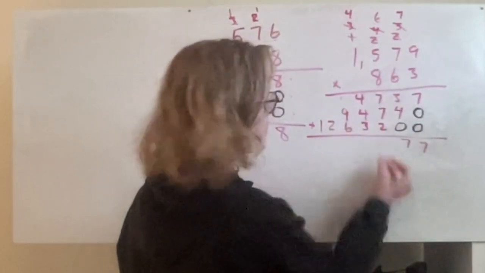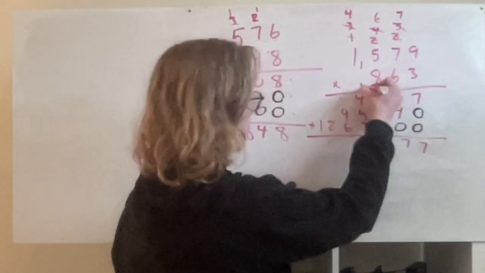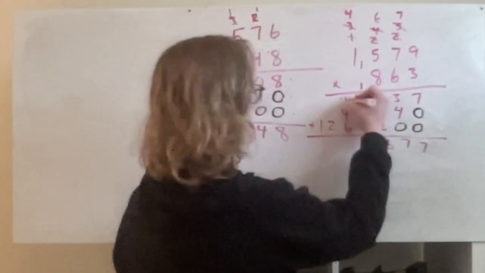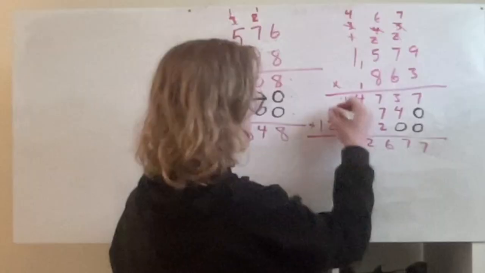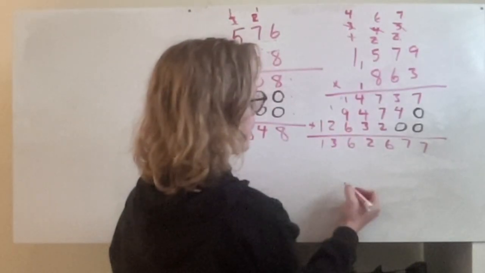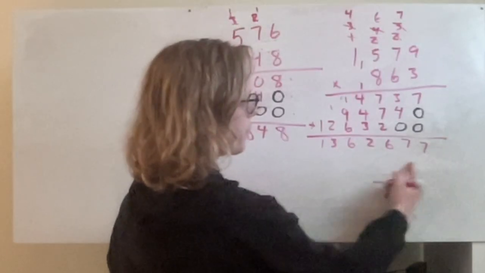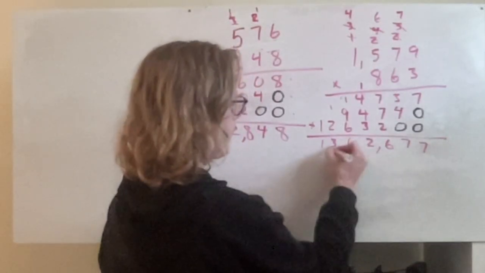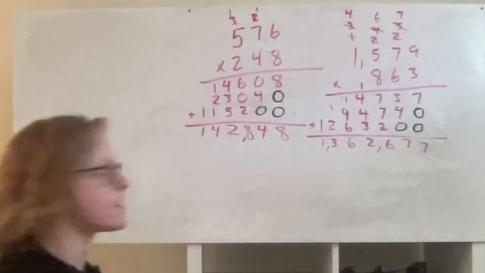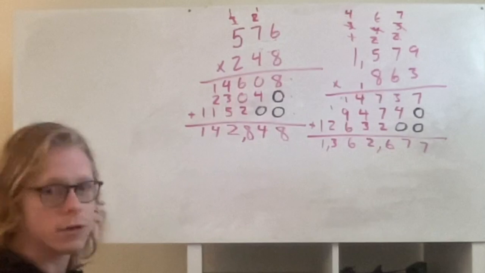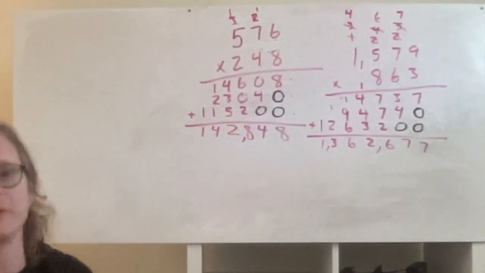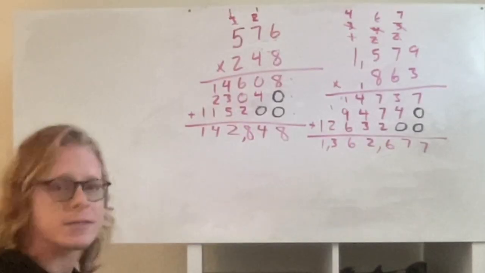7 plus 7 is 14, plus 2 is 16. 8, 11, 12. That makes 10, plus 6, 16. And as far as where the commas go, right, I go 3, comma, 3, comma. Okay. 1,362,677, right? Whether we're doing a simpler problem or we're doing this problem, the process is really the same. Just make sure you take it one step at a time.